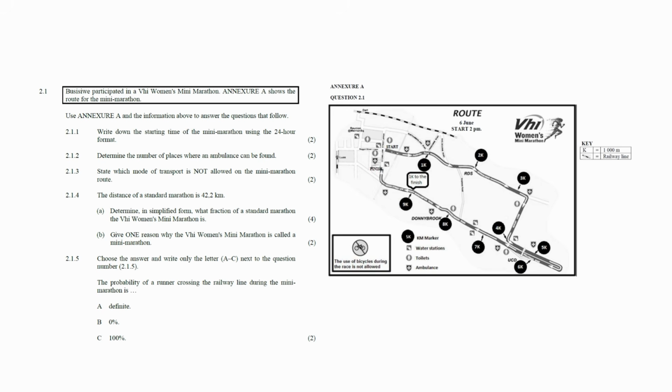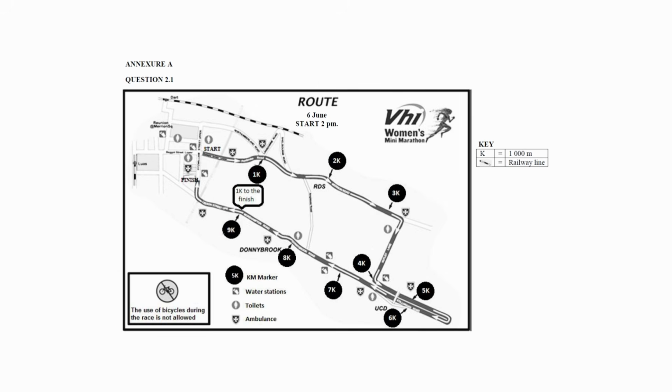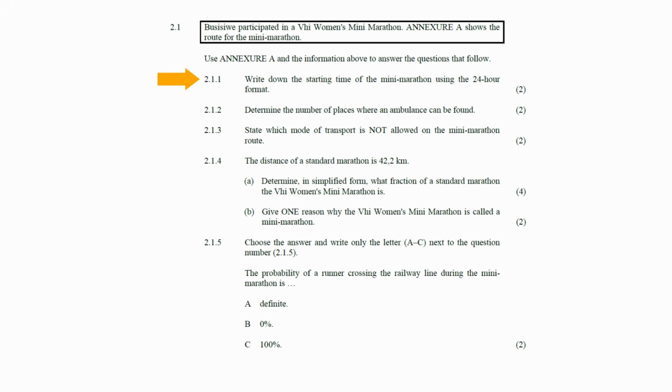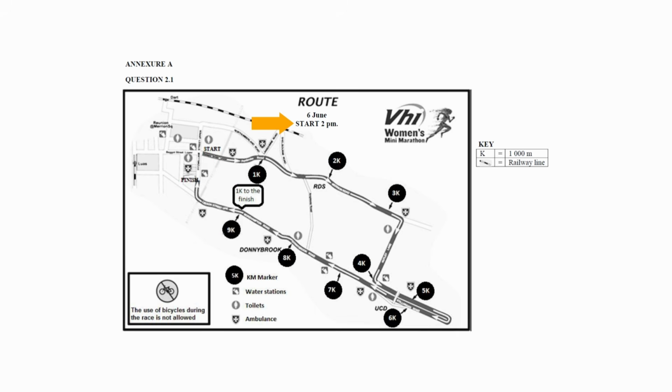Question 2.1 consists of 5 maps and plans questions and 1 probability question that were designed to assess your understanding of road map interpretations. You are given a roadmap of the route of a mini marathon in Annexure A. In question 2.1.1, you have to write down the starting time of the mini marathon using the 24-hour format. The starting time is given as 2 p.m. on the map. This time in the 24-hour format is written like this.